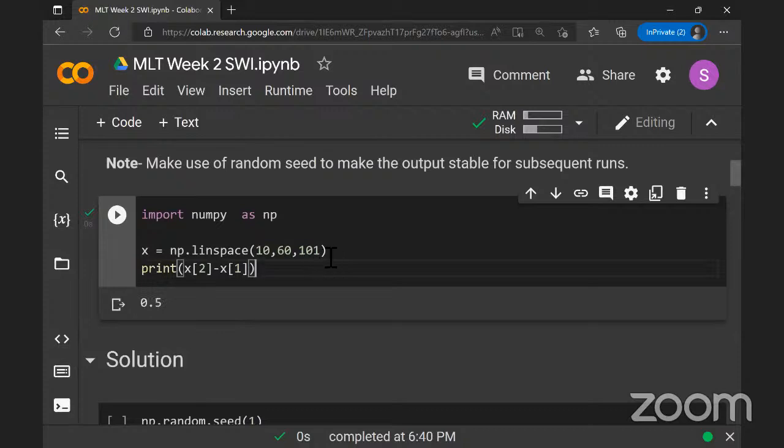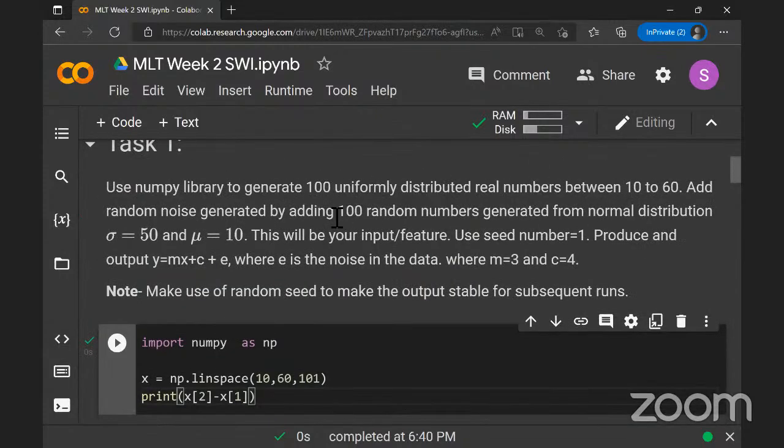So we can also use np.random.uniform. Pardon me? np.random.uniform we can also use. Can you speak a bit louder?